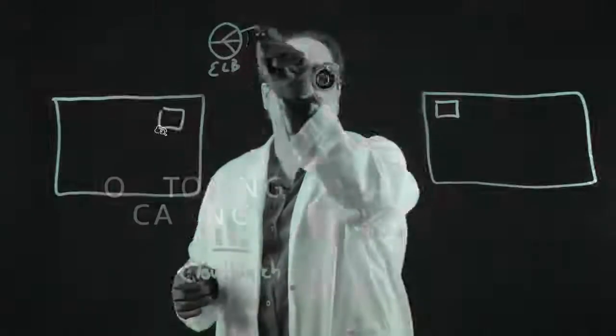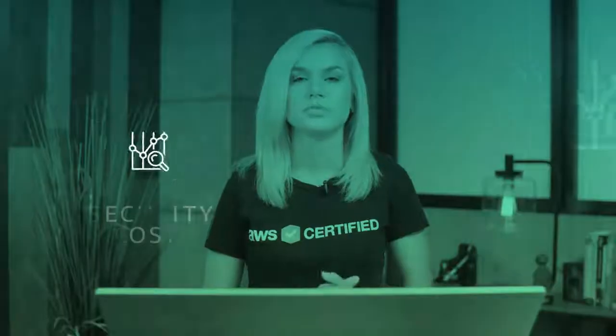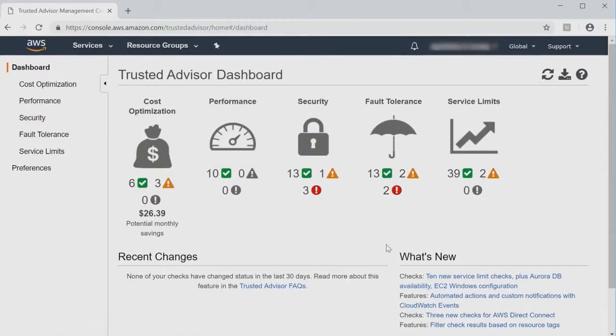How do you monitor and scale your application environment? We'll use Amazon CloudWatch and autoscaling. Finally, we'll examine how you can secure your environment in AWS and manage cost.